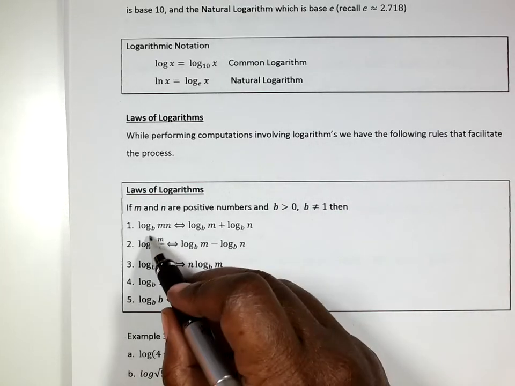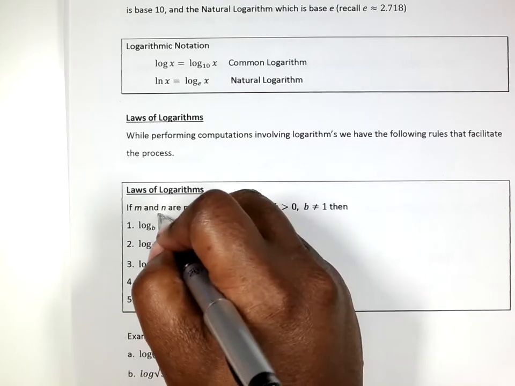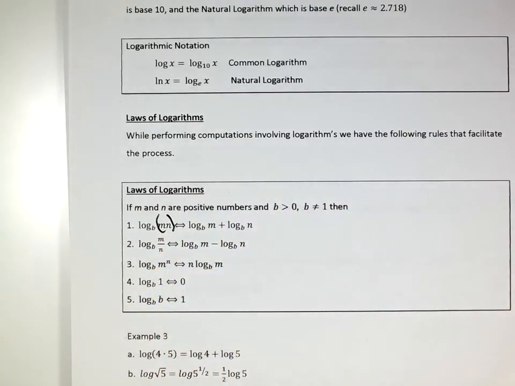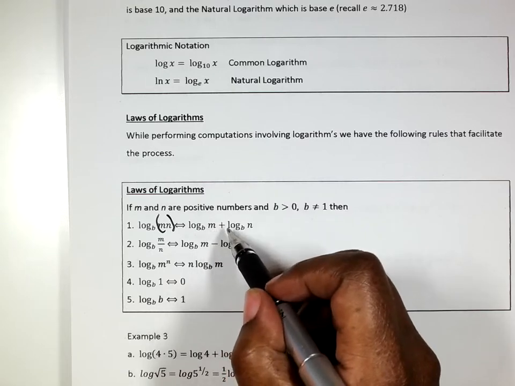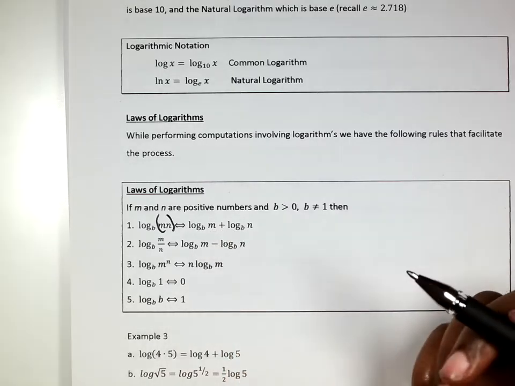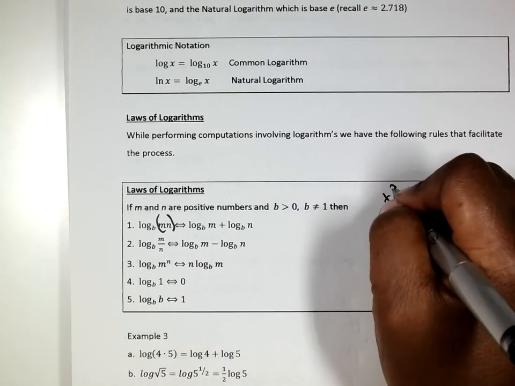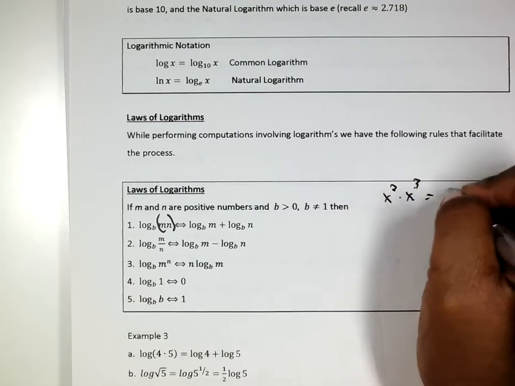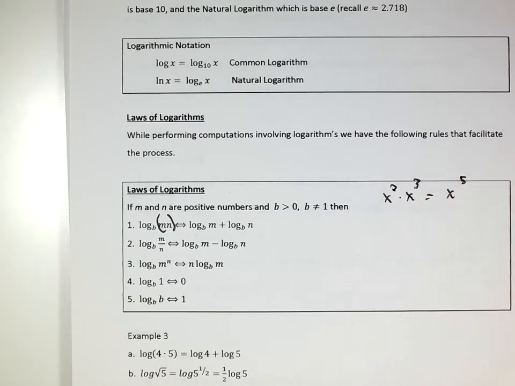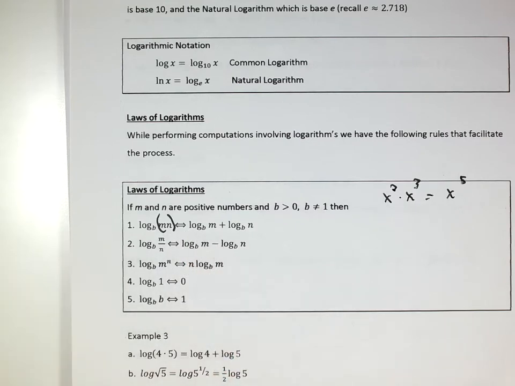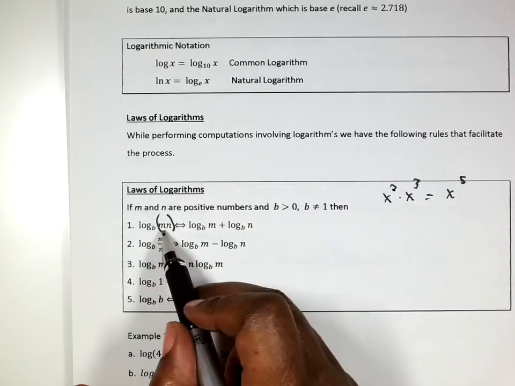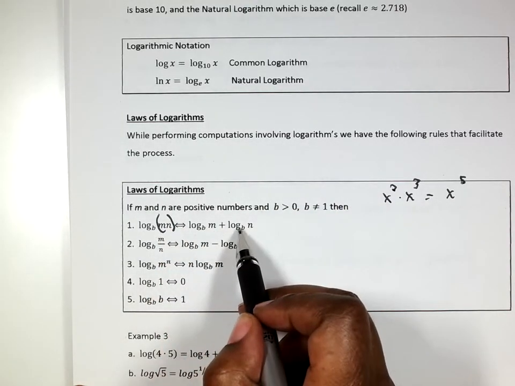So the first one is, if I have this thing multiplied, when you expand it, it becomes an addition. So remember when we were multiplying with the same base, you added them together? This is related to that. So each of these are just inverses of laws that we already use for exponents. So I have, if they're multiplied, when you expand it, it becomes an addition.